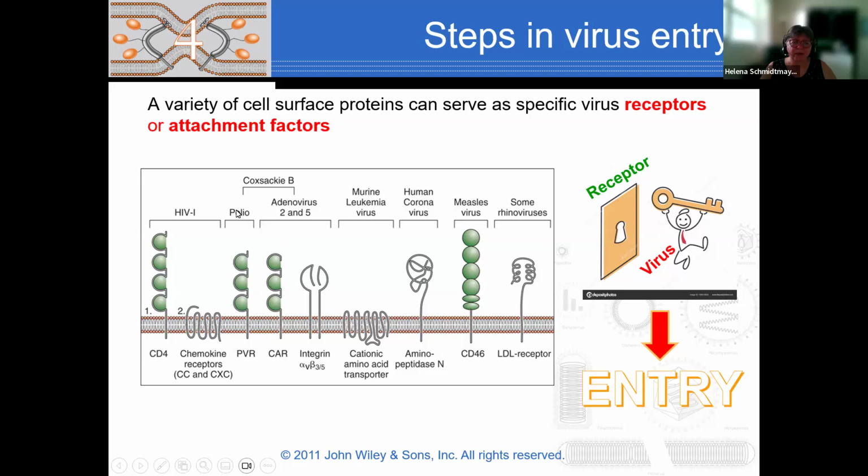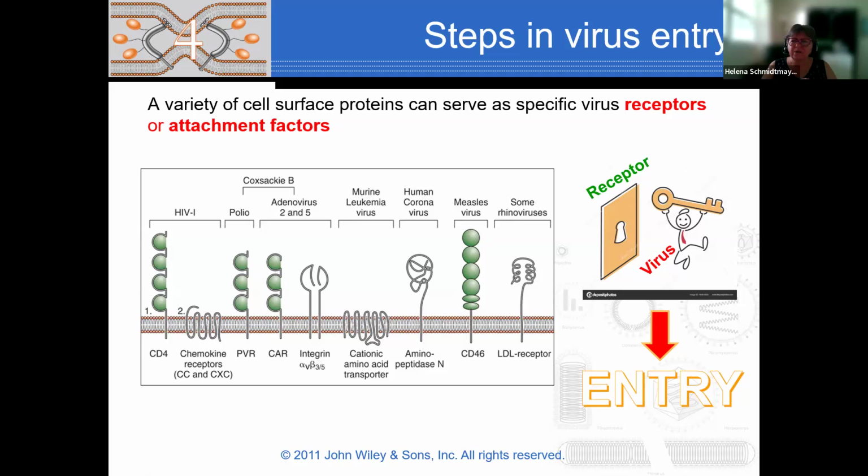HIV works the same way. The major receptor is CD4. This has four immunoglobulin-like domains. This binding to the first receptor triggers a conformational change in GP120, which opens the binding site for the co-receptor, which is a chemokine receptor, and that one triggers a further conformational change, which opens the fusion proteins.